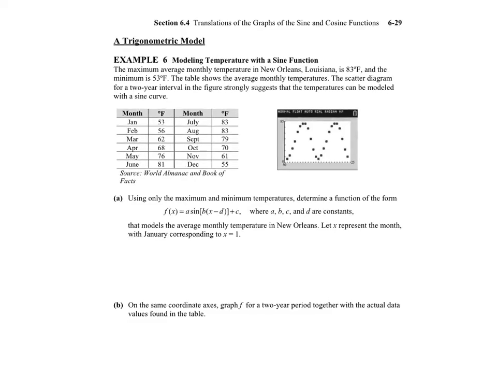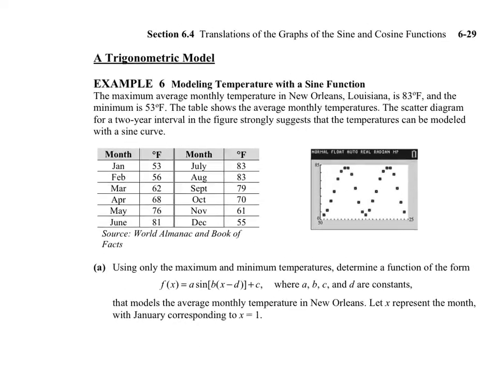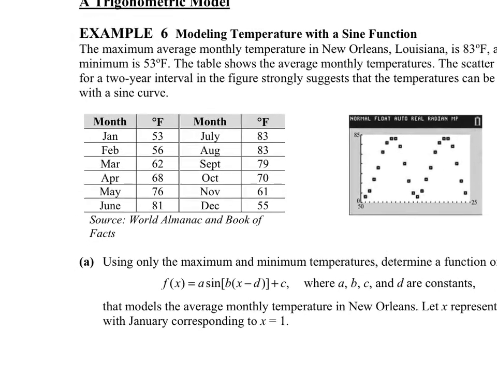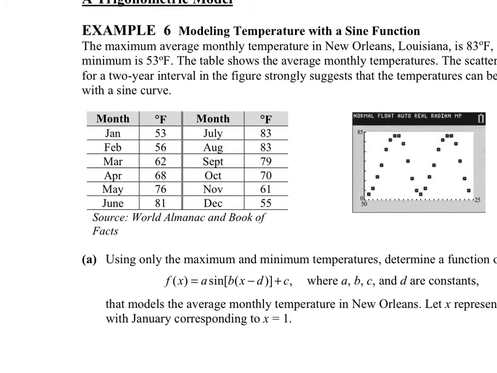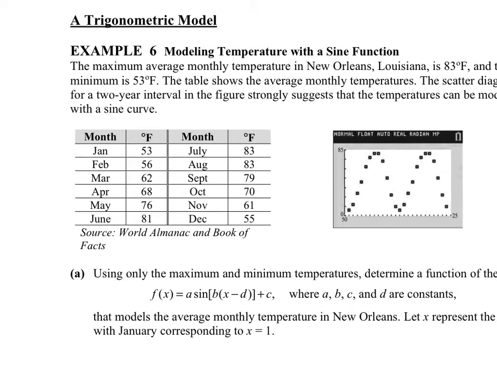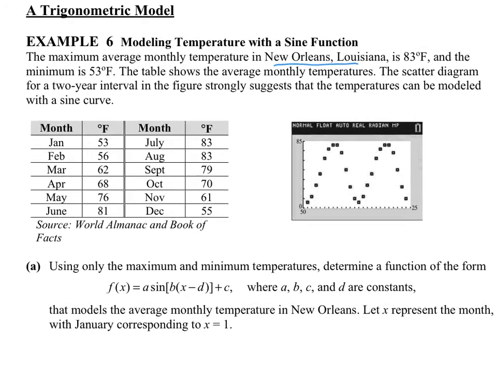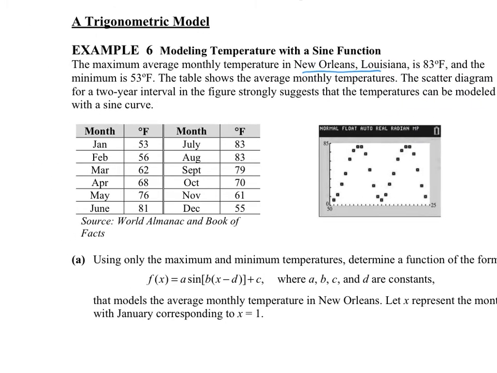And the trigonometric model, like everything else, if you have data, and this person keyed all this data in their calculator, they had to have at least numbered these somehow. Let's see how they did it. The maximum average monthly temperature in New Orleans is 83 degrees Fahrenheit, and the minimum was 53 degrees. So obviously, you got your lowest that this thing is going.